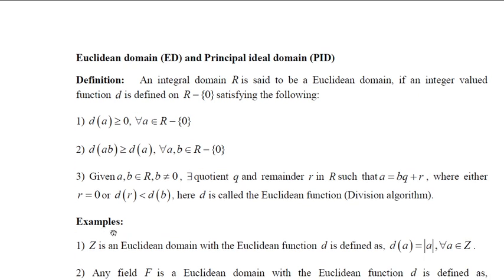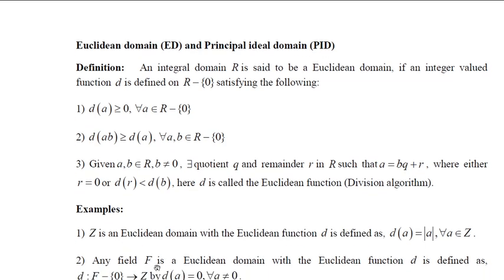Now again, let us give an example. We know that Z is an integral domain, and define a Euclidean function as follows: d of a is modulus of a for all a belongs to Z. Modulus is always non-negative, so the first condition is satisfied. And modulus of ab is always greater than or equal to mod a. And the third condition is also true by the division algorithm for integers. So all the conditions of Euclidean domain are satisfied, therefore Z is a Euclidean domain.